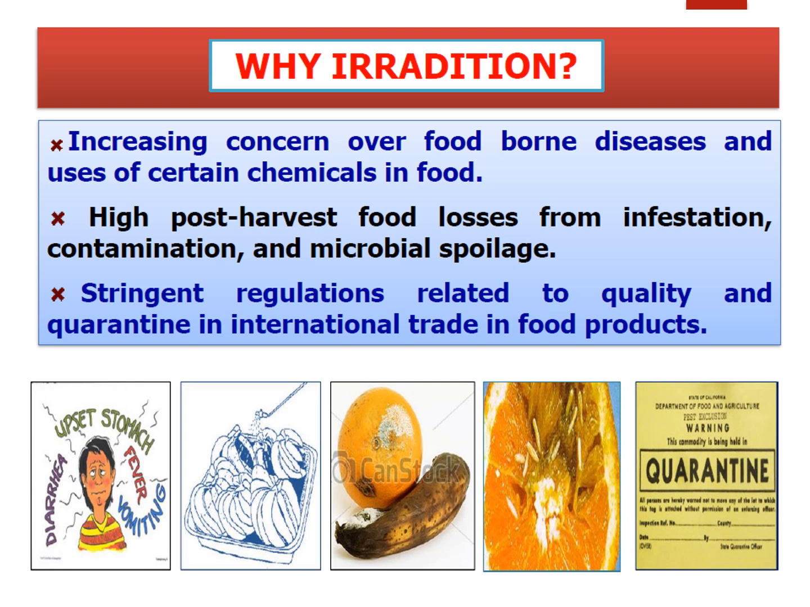Next, why is food irradiation needed? For increasing concern over foodborne diseases and uses of certain chemicals in food. High post-harvest food losses from infestation, contamination and microbial spoilage. Stringent regulations related to quality and quarantine in international trade in food products.